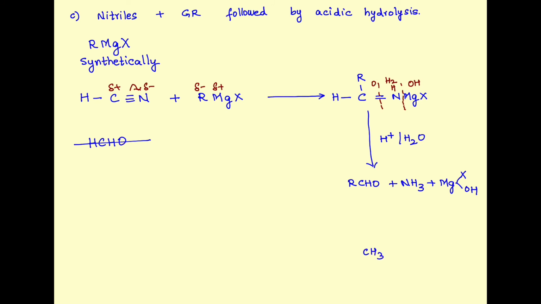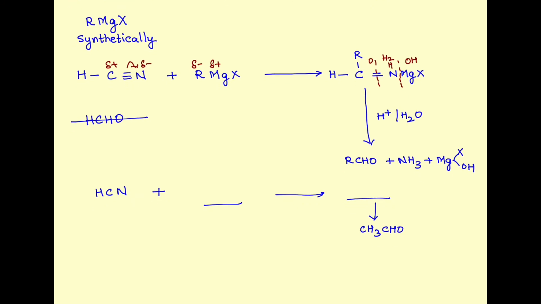CH3CHO from Grignard's reagent. So I will mark it like this. What will be here? What will be the Grignard's reagent? And of course, as I already told you, HCN reacting with Grignard's reagent always gives you aldehydes, and that is what has been indicated in the flow chart as well.